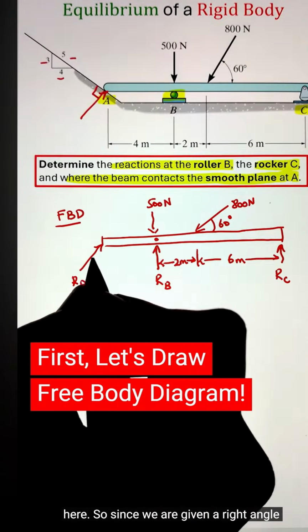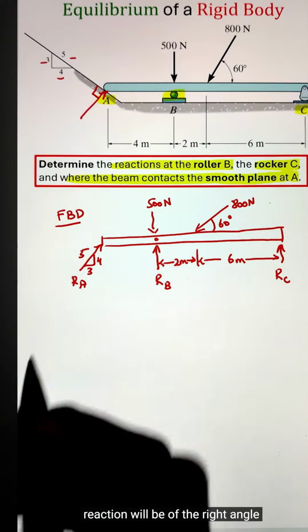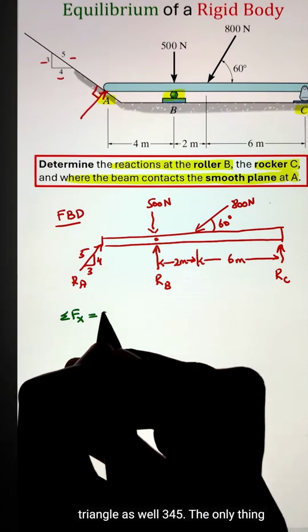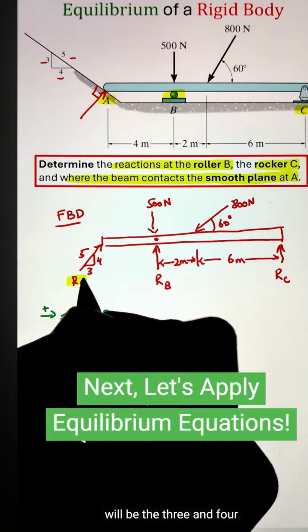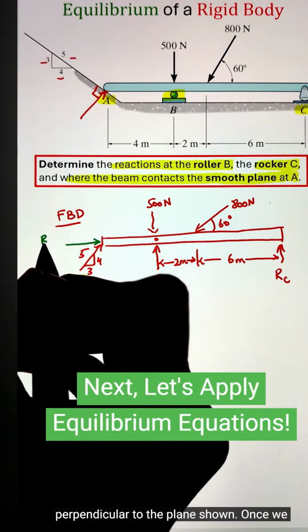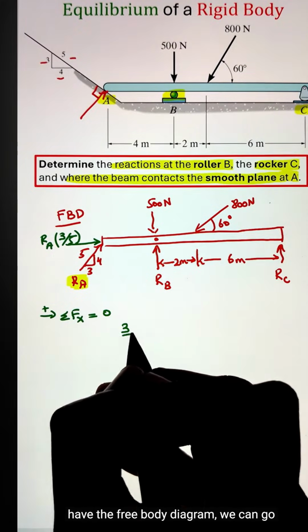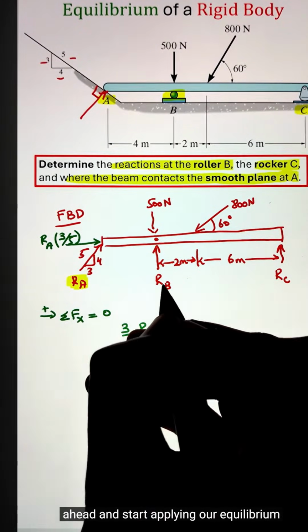Since we are given a right angle triangle of 3, 4, 5, our support reaction will be of a right angle triangle as well, 3, 4, 5. The only thing is that the 3 and 4 will swap positions because they are perpendicular to the plane shown. Once we have the free body diagram, we can go ahead and start applying our equilibrium equations.